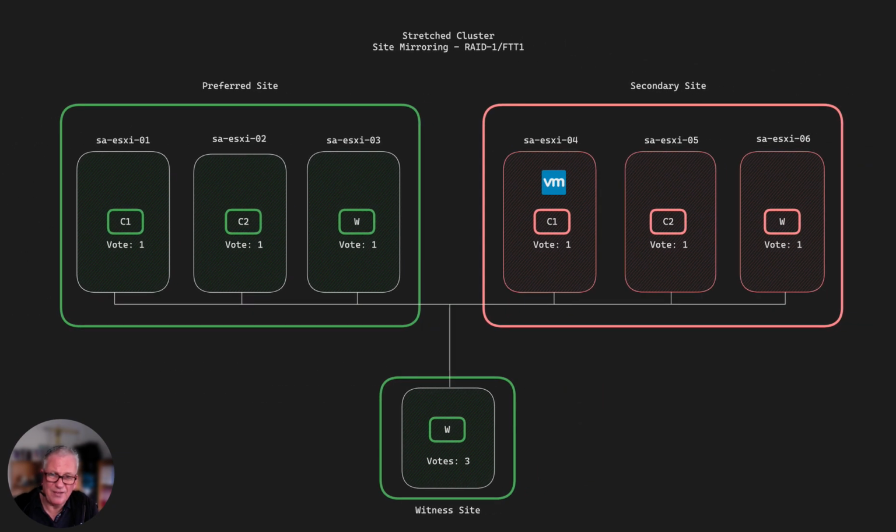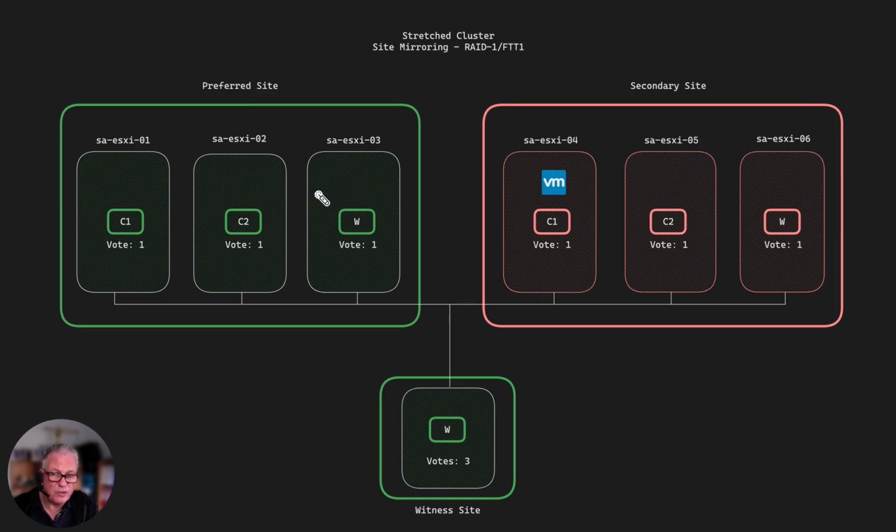So let's go ahead and take a look at a site failure. So now we've lost the secondary side. The VM is lost too, but are we allowed to restart this VM on a host in the preferred site? We have to calculate the votes. So in this case, we have 1, 2, 3 votes plus the 3 votes from the witness node. So we have 6 votes in total. That's a majority. We can restart this VM on one of the hosts on the preferred site.